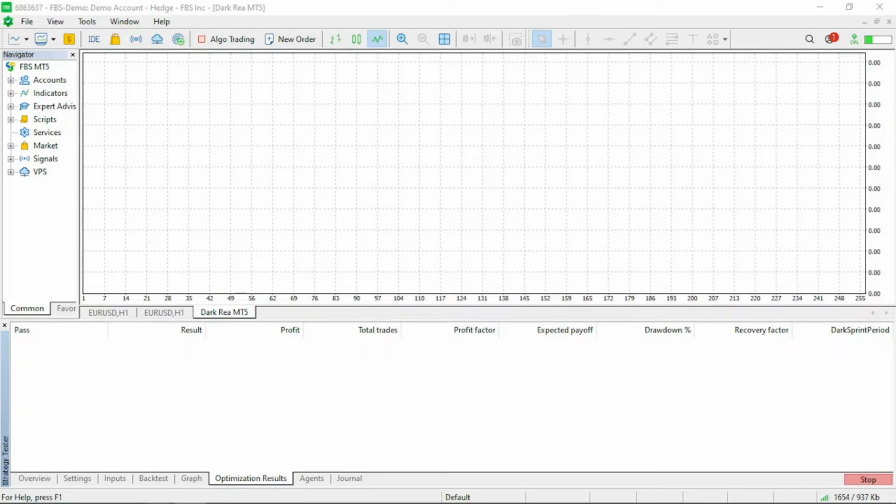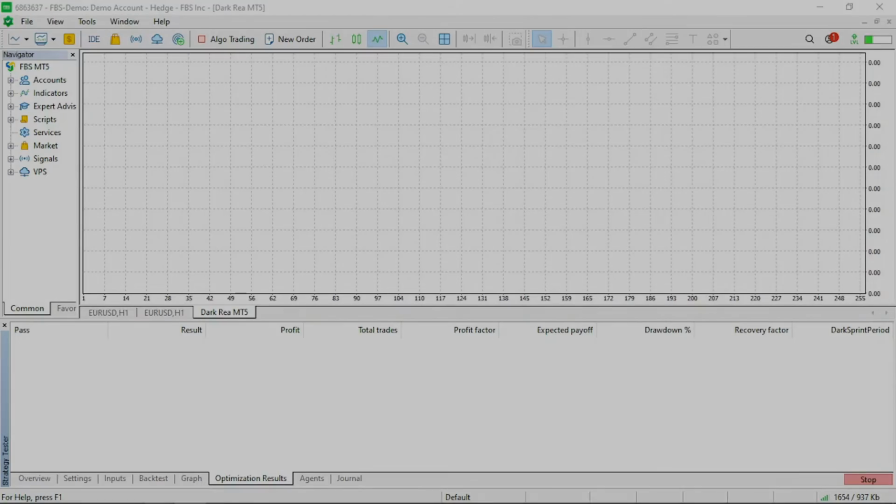It is important to create your own set file according to the liquidity of your broker, because each broker's liquidity is different. Different brokers also have different account types and spreads that need to be adjusted for in your settings. So let's fast forward a bit and take a closer look at the optimization results.